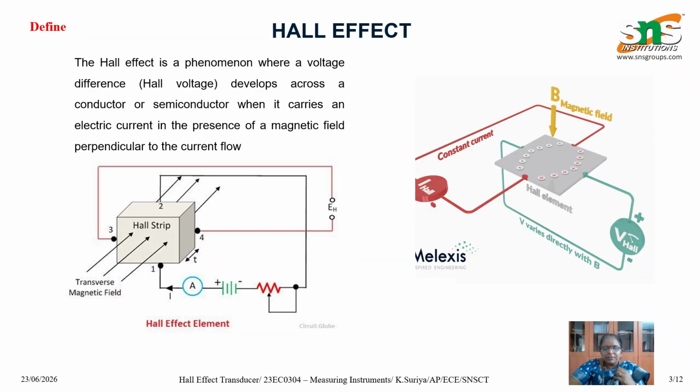So now let us define the problem clearly. The challenge is to develop a sensor that can accurately detect magnetic fields and measure physical quantities such as position, speed, and current without direct contact. The sensor should be durable, fast, and reliable. So this is the define stage of design thinking, and the solution to this problem is the Hall effect transducer.